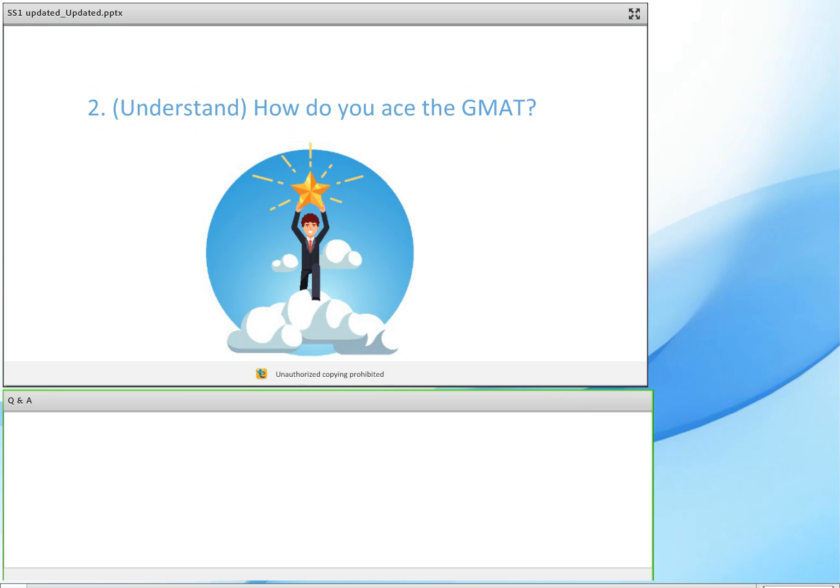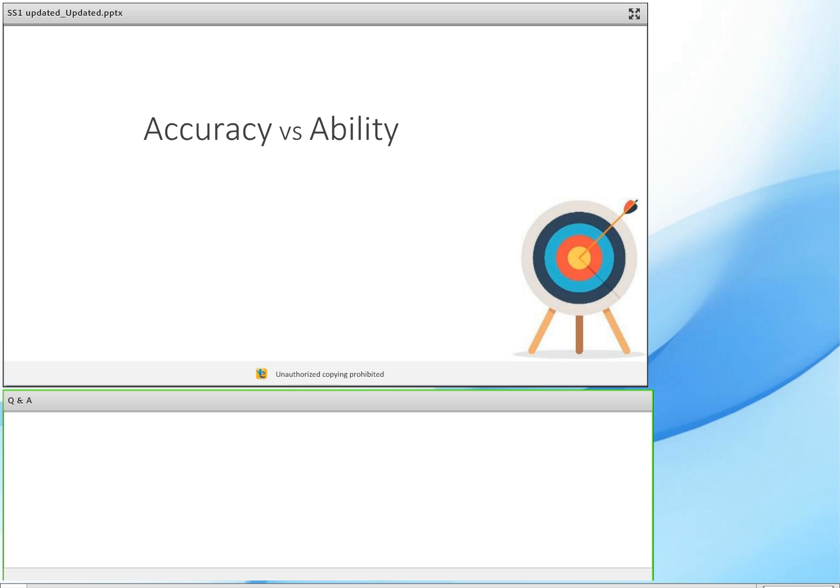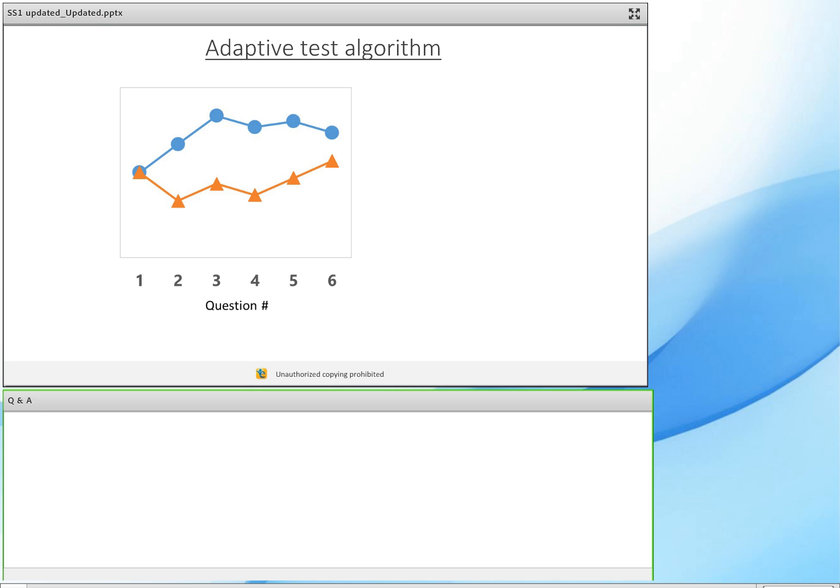So let's understand how you ace the GMAT overall. To do that, I'm going to focus back on the two terms we talked about, accuracy versus ability. Remember, accuracy, when you take a quiz, is the percentage of questions that you answer correctly, and there's no ranking in there, so the difficulty level aspect is completely lost. And ability is nothing but a comparative performance in a particular section.